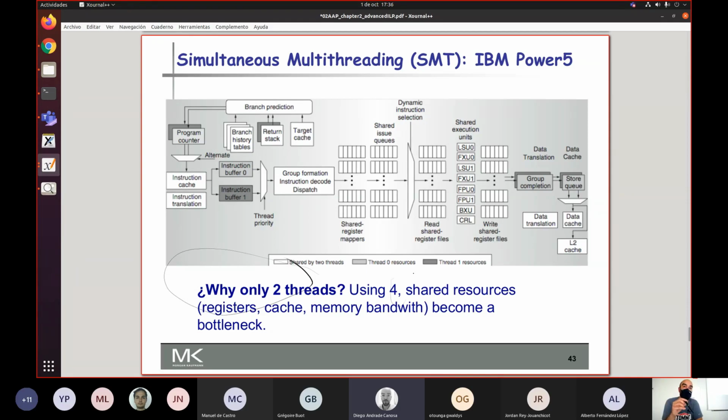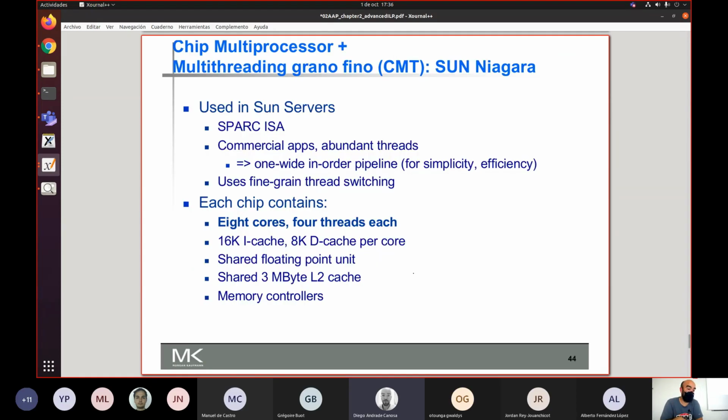Okay, so the example that we gave about CMP plus multithreading, that's the idea, is Sun Niagara. That is a very famous architecture, at least between computer architects. Okay.